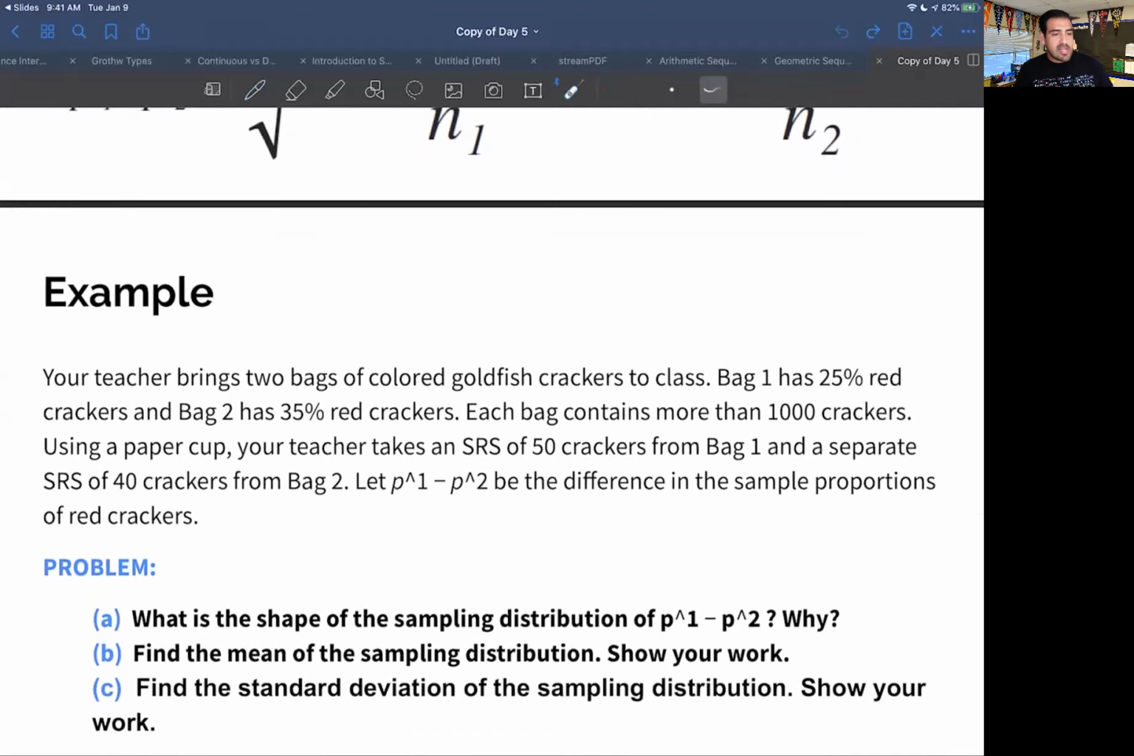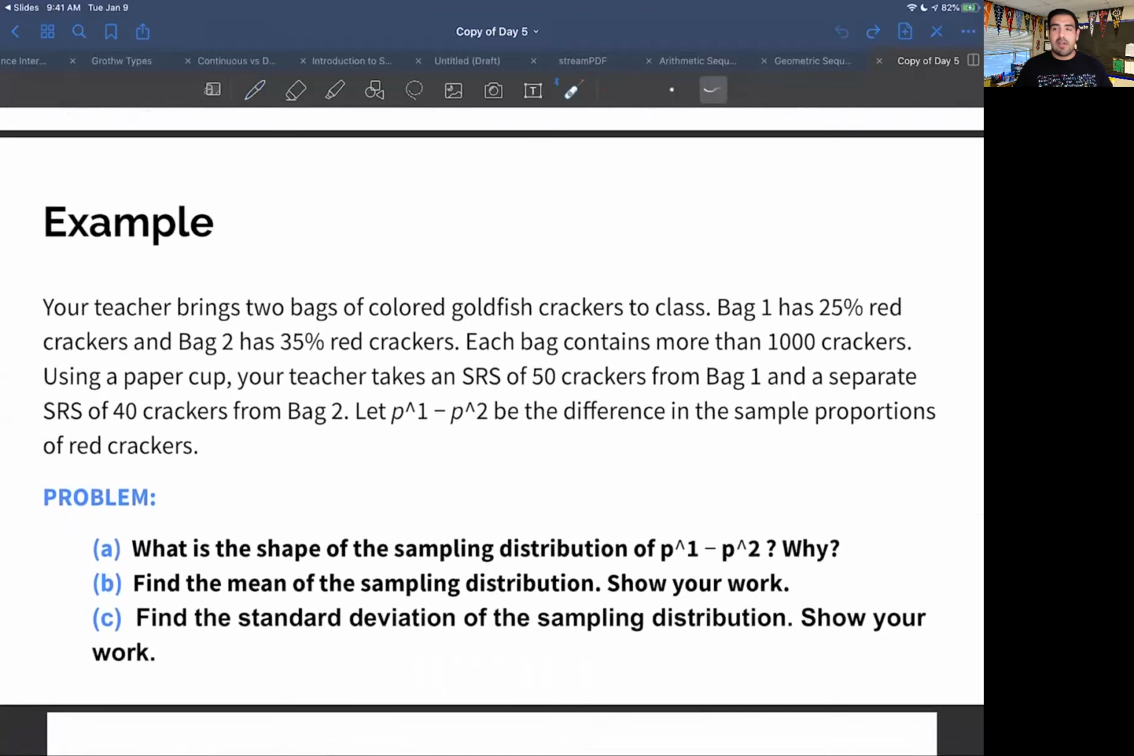So really quick, let's go through this example so we can make sure that we remember some of the concepts and we can inch in. Your teacher brings 2 bags of colored goldfish crackers to class. Bag 1 has 25% red crackers and bag 2 has 35% red crackers. Each bag contains more than 1,000 crackers. Using a paper cup, your teacher takes an SRS of 50 crackers from bag 1 and a separate SRS of 40 crackers from bag 2. Let p hat 1 minus p hat 2 be the difference in the sample proportions of red crackers.